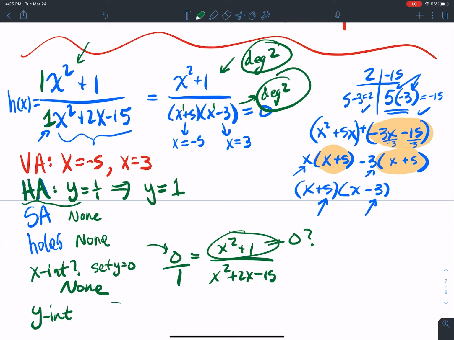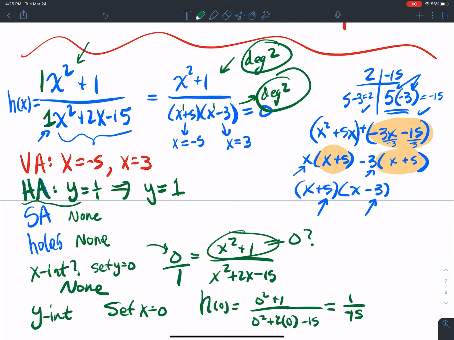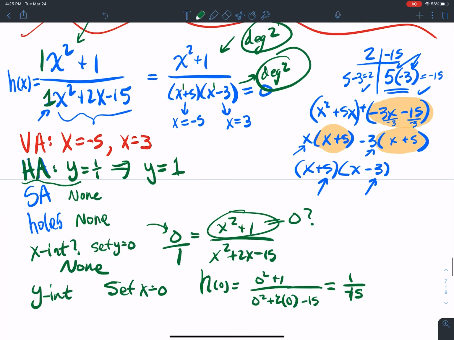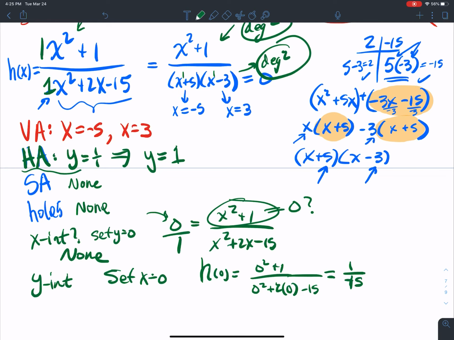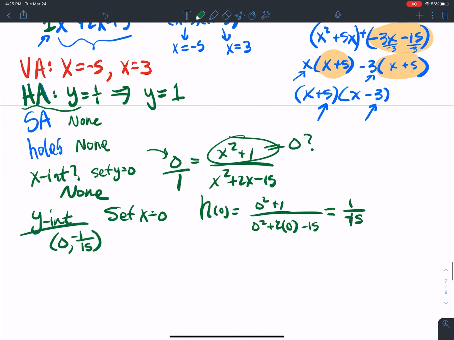Y-intercept. Set x equal to 0. So h of 0 equals 0 squared plus 1 over 0 squared plus 2 times 0 minus 15. So this is 1 over negative 15. Not a big number. It's actually pretty close to 0. So my y-intercept is (0, -1/15), and it's negative, so it's right below.